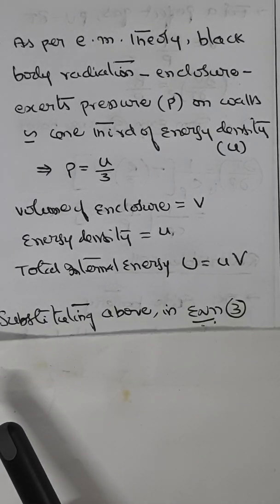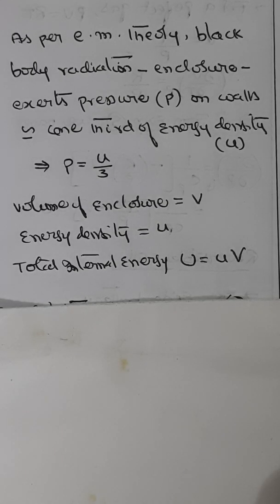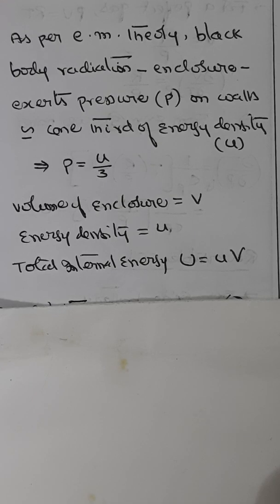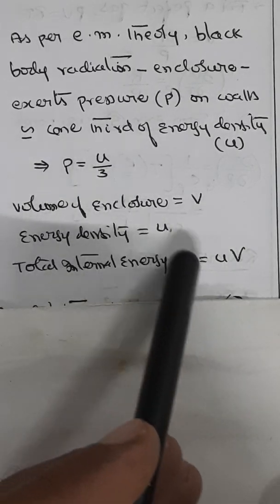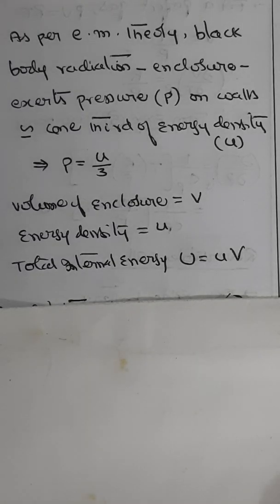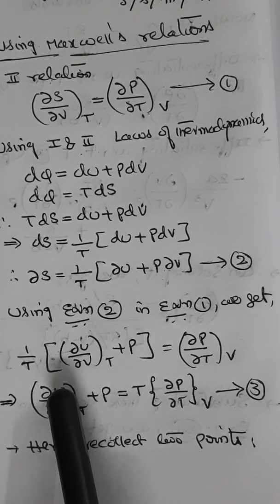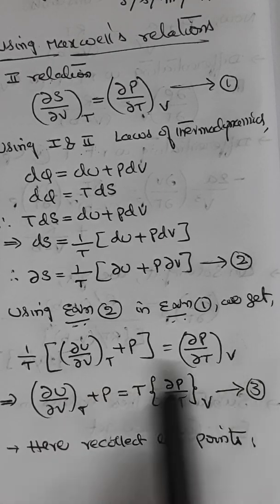And the second one: if V is the volume of the enclosure and u is the energy density of radiation, then the total internal energy capital U is given by capital U equal to small u into capital V. So substituting these two values in equation 3, for P we will substitute u by 3, and for capital U we will substitute uV.